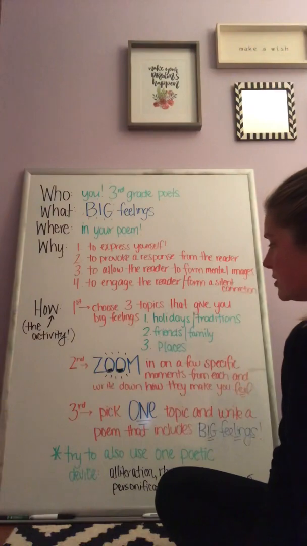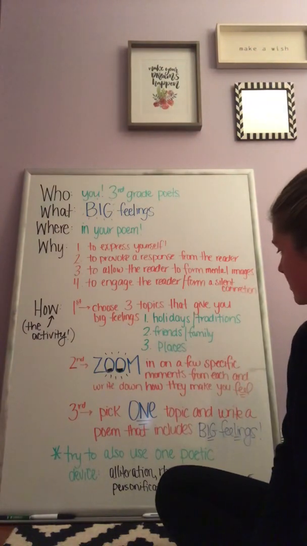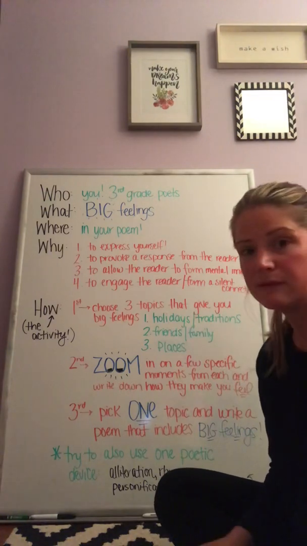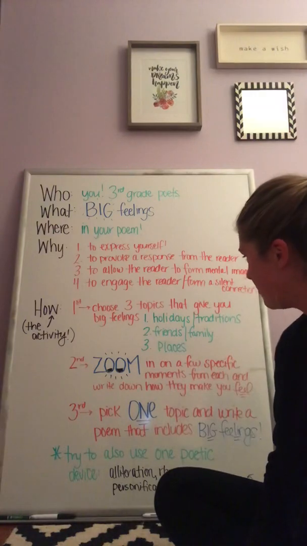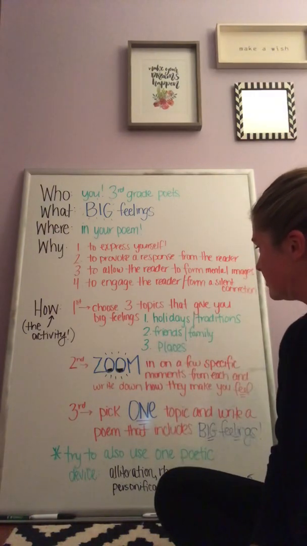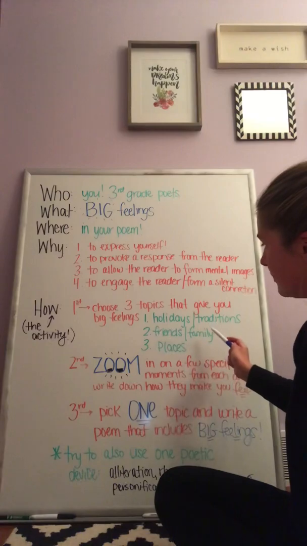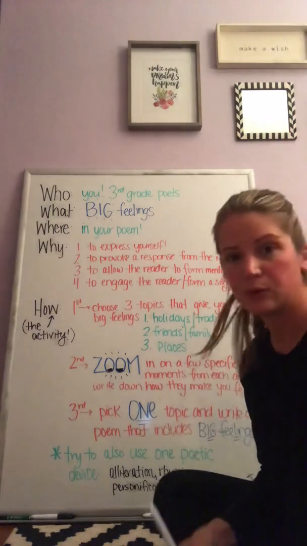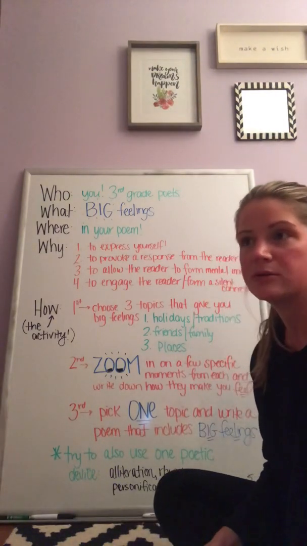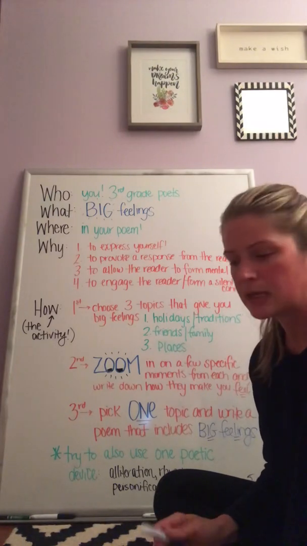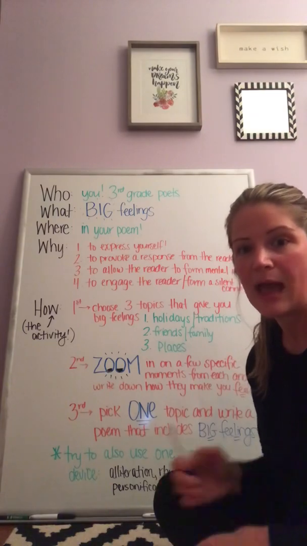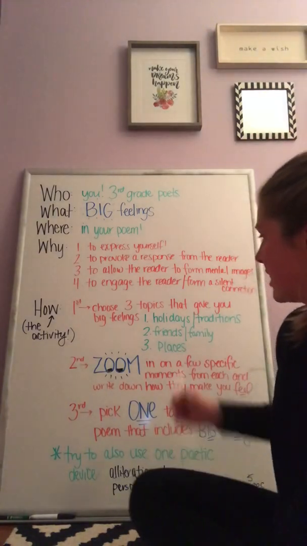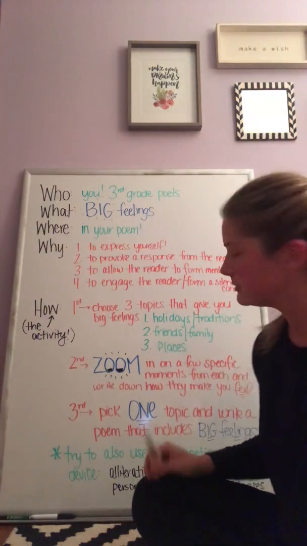The second one is you're going to zoom in on a few specific moments from each topic and write down how they make you feel. So you're going to really focus in on each topic specifically. You're going to write down how do you feel during these holidays or traditions? How do you feel when you are with your friends or your family? How do you feel when you are at that specific place? You can also incorporate your 5 senses, so you can tell me what you see, what you hear, what you taste, or what you smell, and how all of those things make you feel. Again, going back to the big feelings.